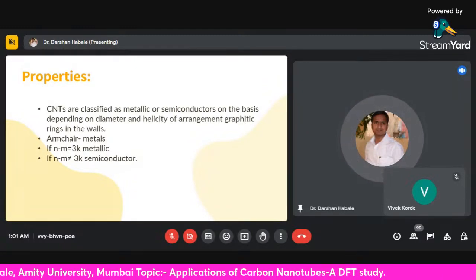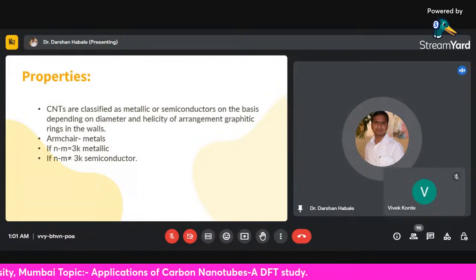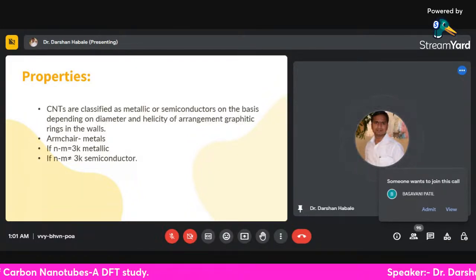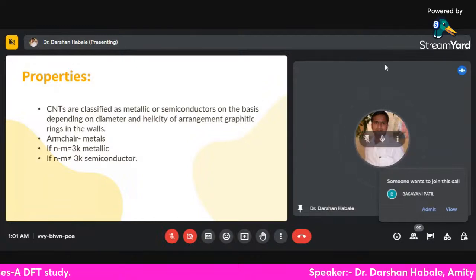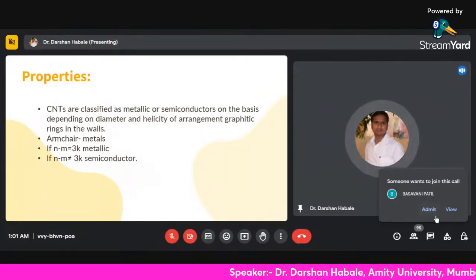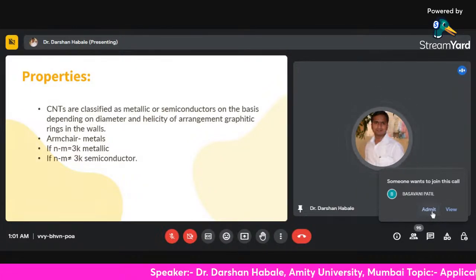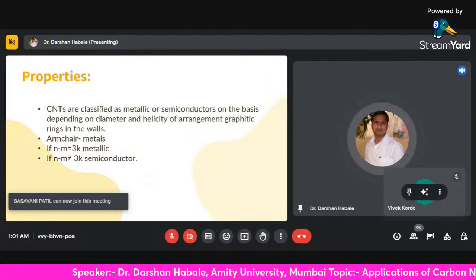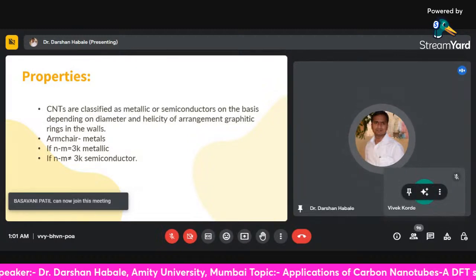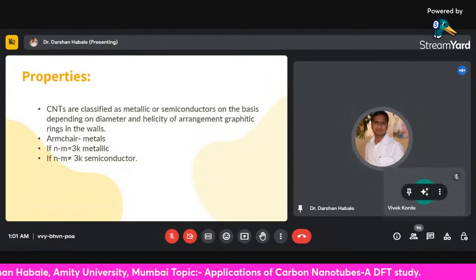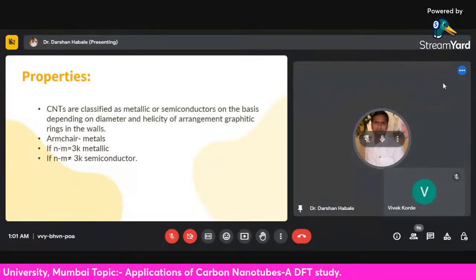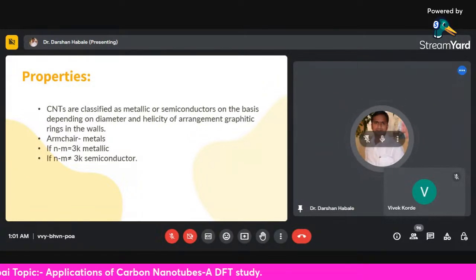So depending on the wrapping structure, it forms a chiral, armchair, or zigzag nanotube. They will show different properties in this case. Armchair is metallic in nature, and chiral may be metallic or semiconducting based on the difference of the two vectors, that is n and m. So these are the three basic types of nanotube.